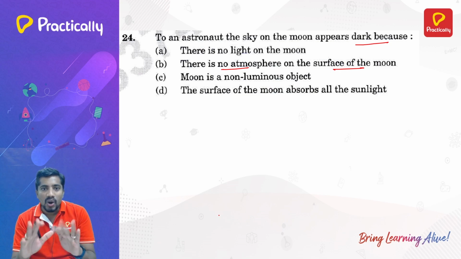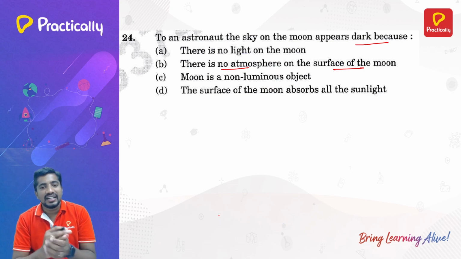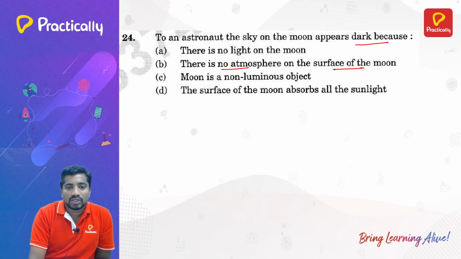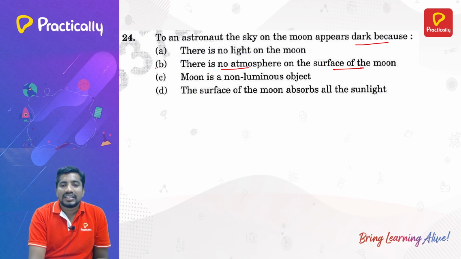Alright, that happens because of the small particles which are present in the atmosphere. But as there is no atmosphere on the surface of the moon, no such light is going to be scattered. So as a result, the sky appears dark. That's all. There is no atmosphere on the surface of the moon. That's why to the astronaut, sky on the moon appears dark. Option B here.